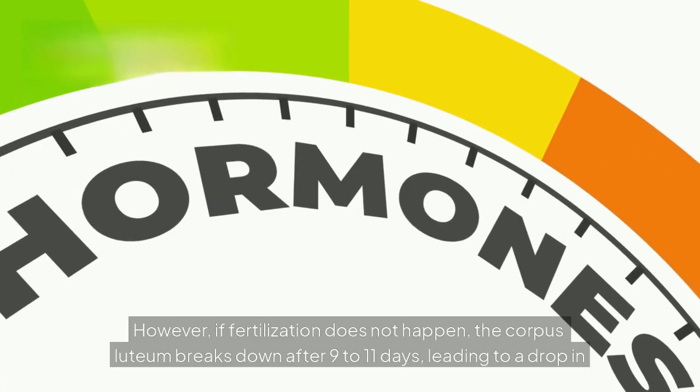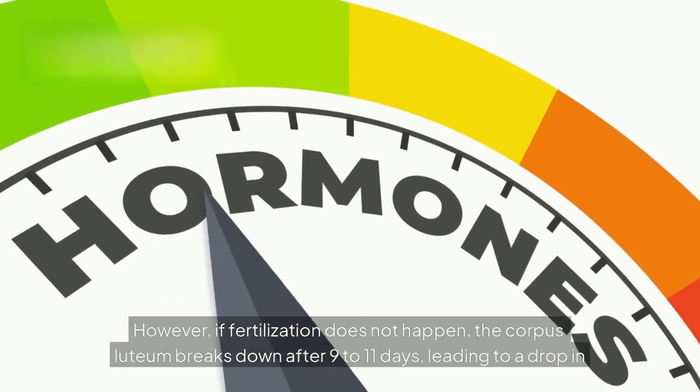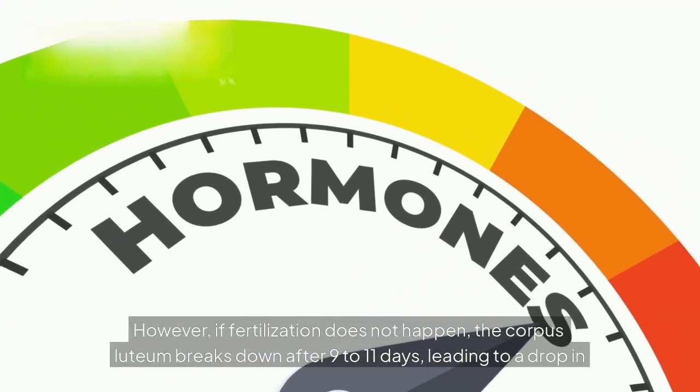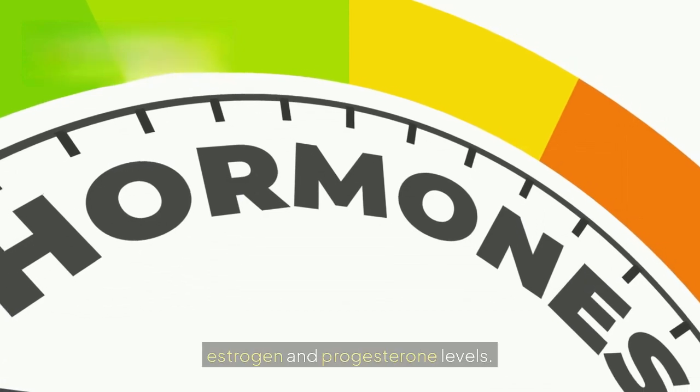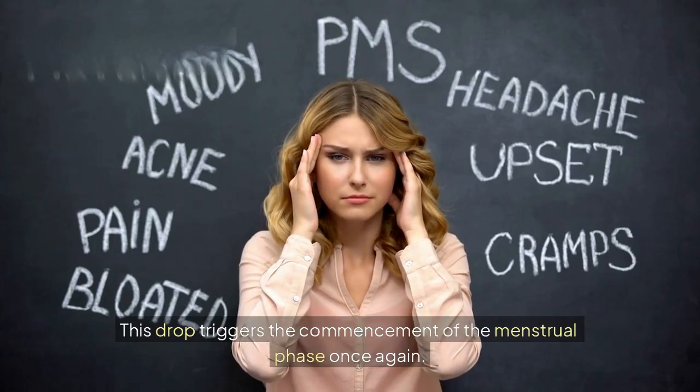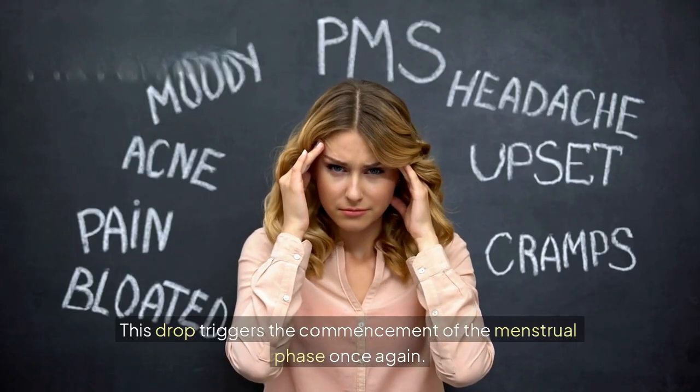However, if fertilization does not happen, the corpus luteum breaks down after 9 to 11 days, leading to a drop in estrogen and progesterone levels. This drop triggers the commencement of the menstrual phase once again.